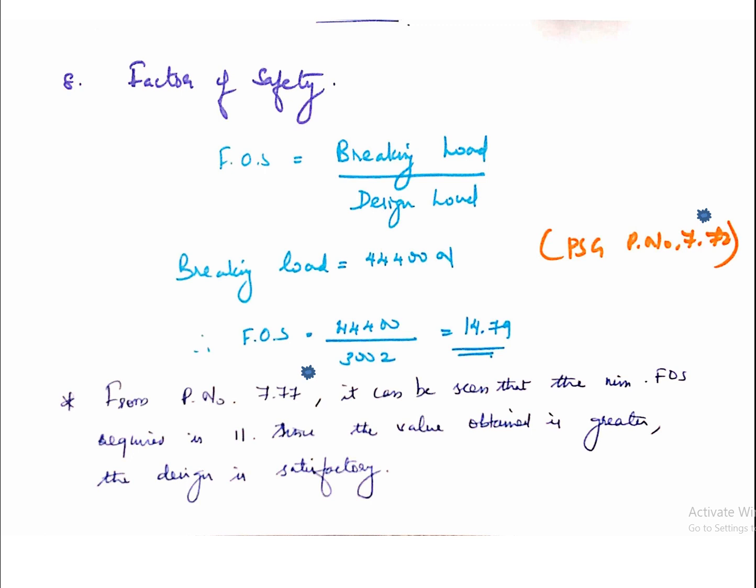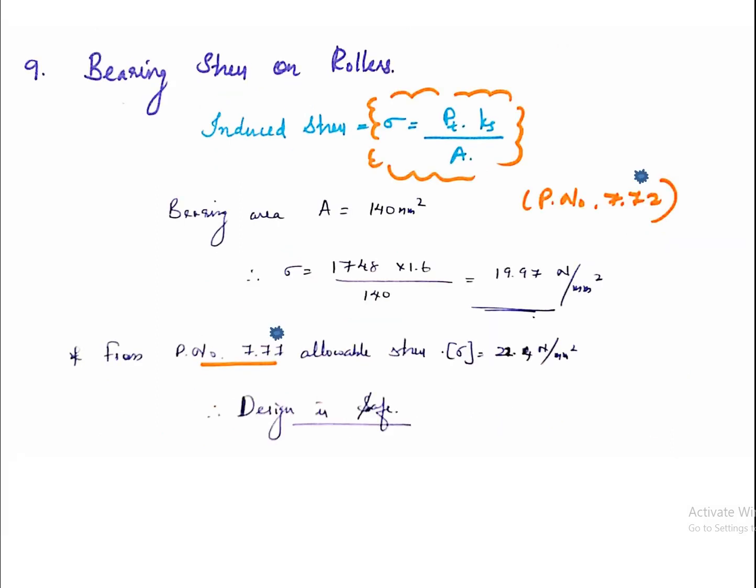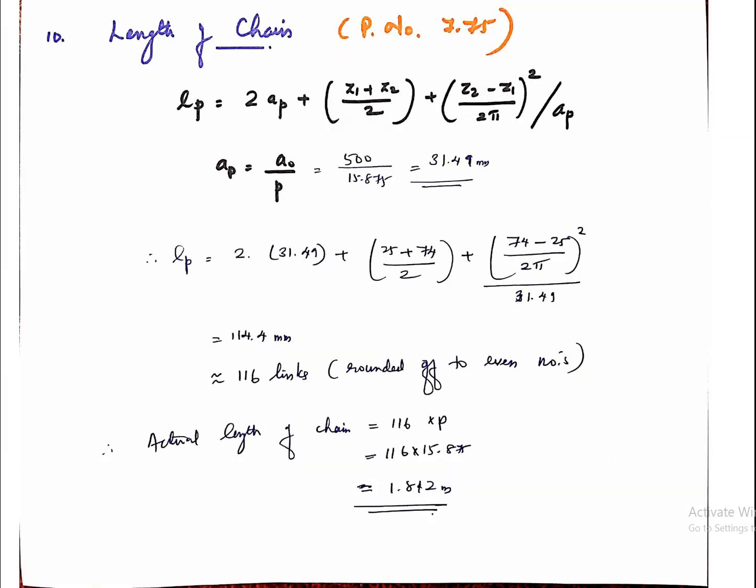Now comes the main important step, that is you need to check the value of factor of safety whether it is safe or not. So check the value of factor of safety. If it is safe, you can proceed with the next step, which is checking the bearing stress. Okay, again find the induced bearing stress, check it with the standard value. If it is safe, you can proceed with finding out the length of the chain.